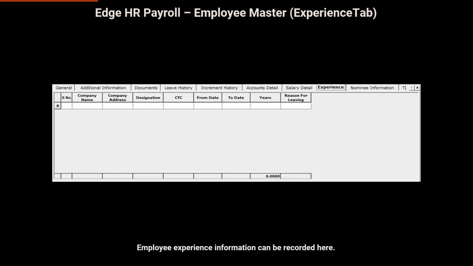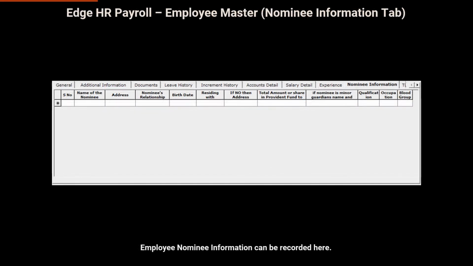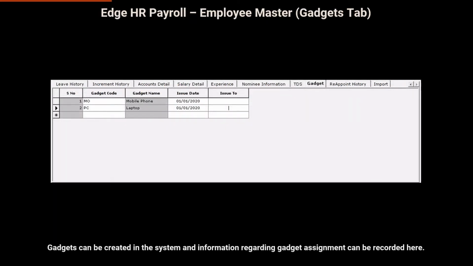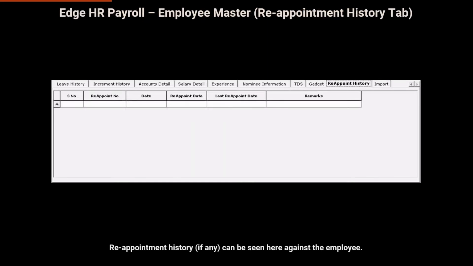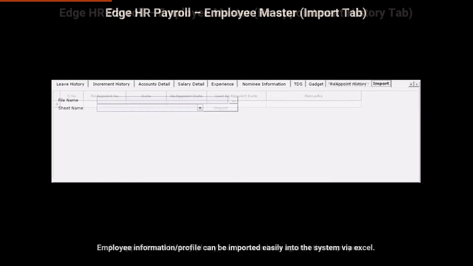Employee experience information can be recorded here. Employee nominee information can be recorded here. Gadgets can be created in the system, and information regarding gadget assignment can be recorded here. Reappointment history, if any, can be seen here against the employee. Employee information can be imported easily into the system via Excel.